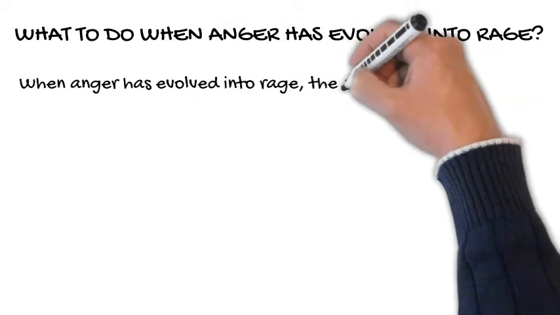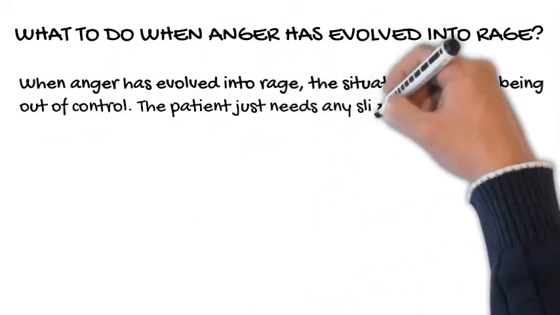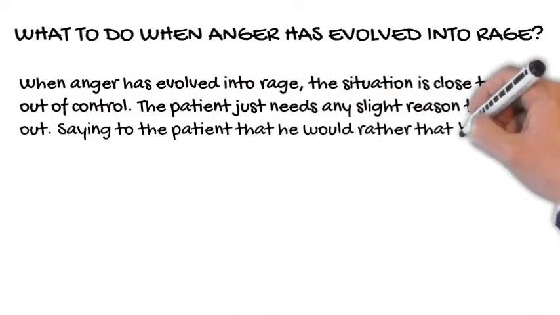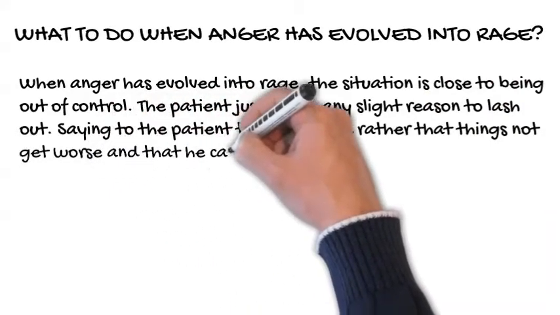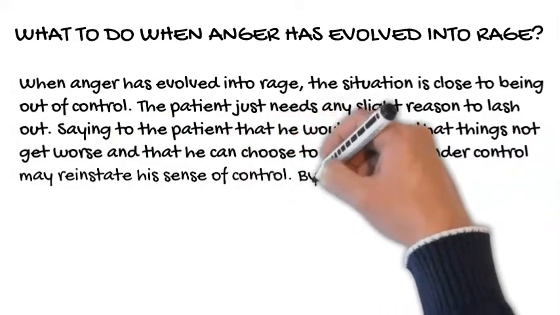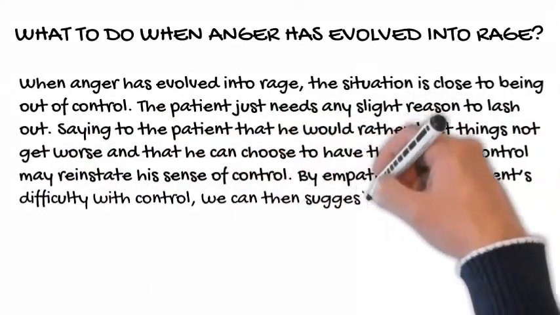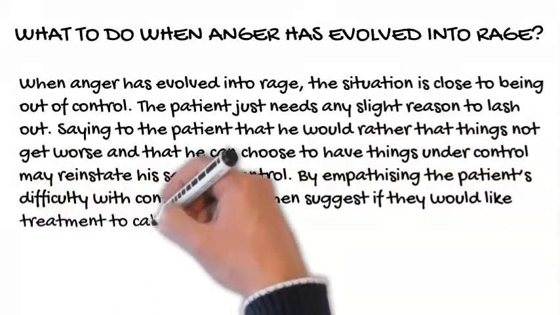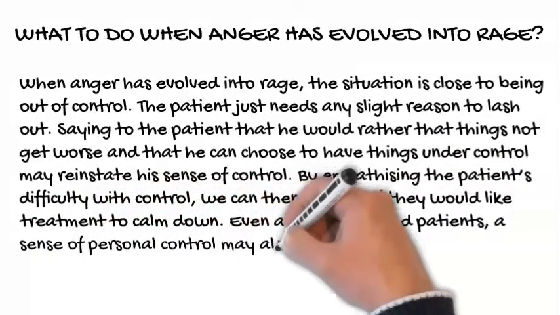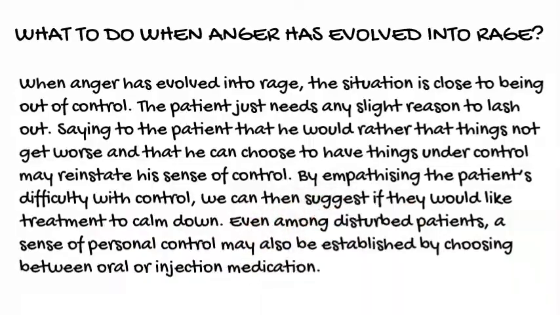When anger has evolved into rage, the situation is close to being out of control. The patient just needs any slight reason to lash out. Saying to the patient that he would rather that things not get worse and that he can choose to have things under control may reinstate his sense of control. By empathizing with the patient's difficulty with control, we can then suggest if they would like treatment to calm down. Even among disturbed patients, a sense of personal control may also be established by choosing between oral or injection medication.